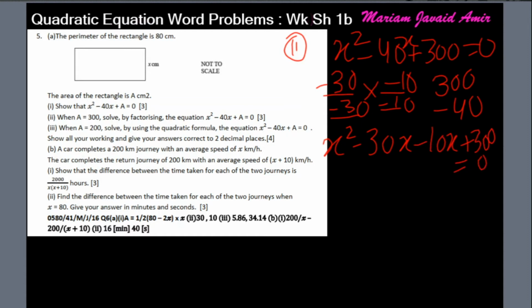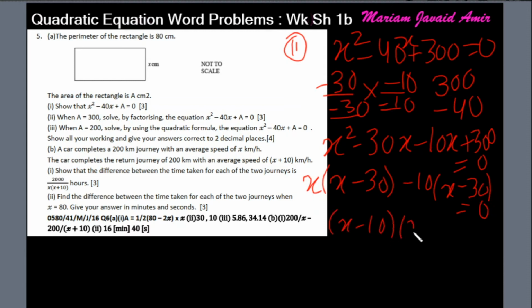Now x is common in the first two terms, so I get x bracket x minus 30, then minus 10 is common from the last two, and I get x minus 30. So x minus 10 bracket close, x minus 30 bracket close equals 0, and I get 10 and 30 as my final answer for part 2. These are the two values of x after solving by factorization.